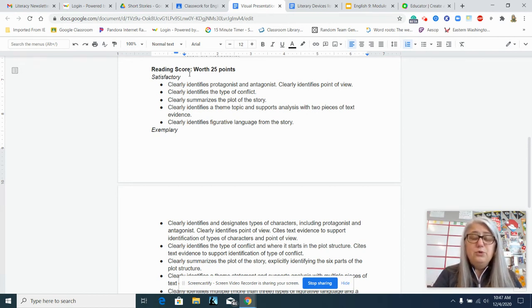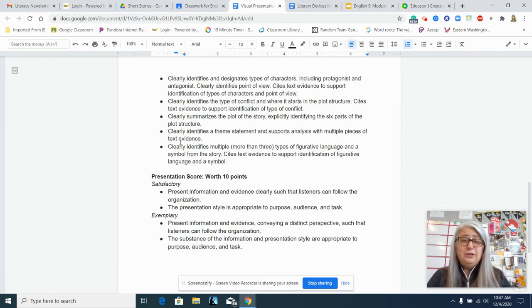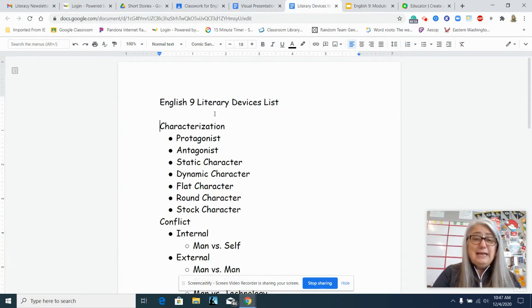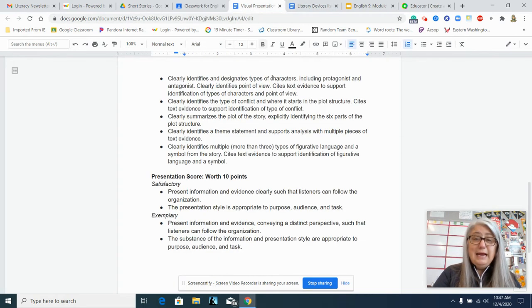Now, for those of you who like a little more challenge, the exemplary category goes a little bit deeper. So yes, you're going to clearly identify, but I also want you to designate the types of characters. So all the characters within your story, you're not only telling me who the protagonist and the antagonist is, you're going to tell me, are they static or dynamic? Are they a flat or a round or a stock character? Okay. And you're including evidence to support that. So you're going to pull out a text. This character is a dynamic character, and I know this because you see them changing when they say this.